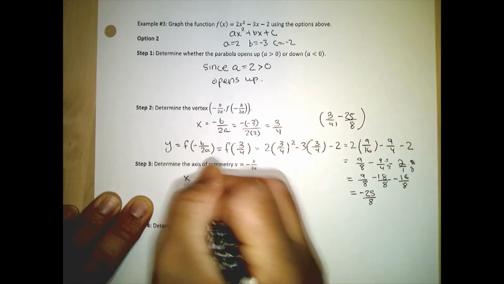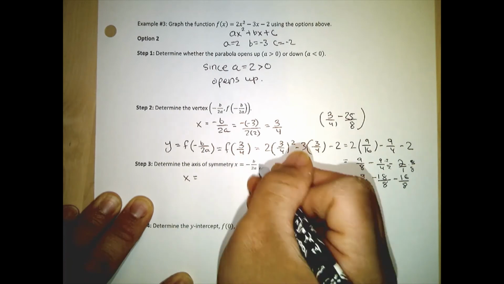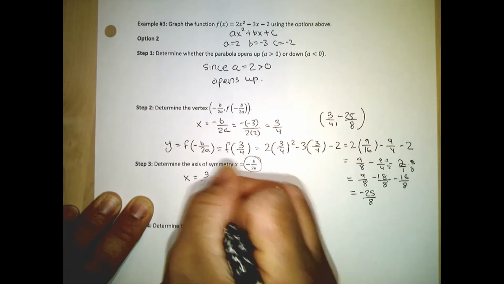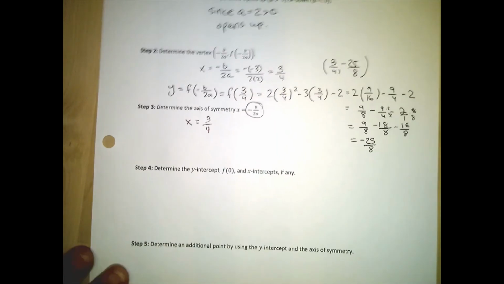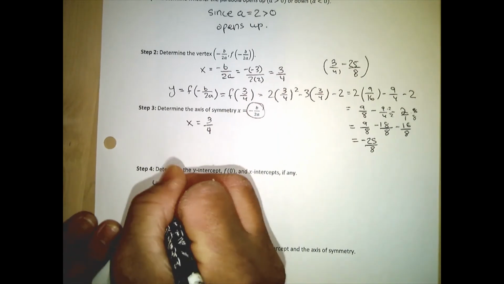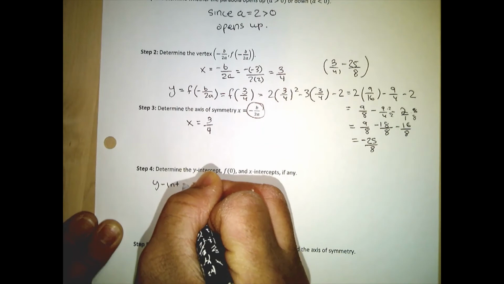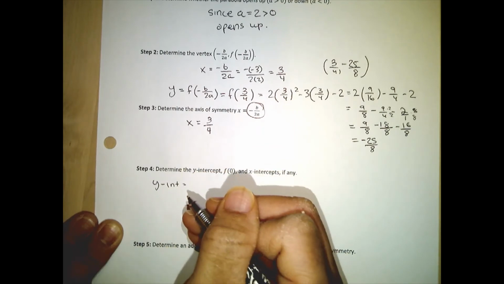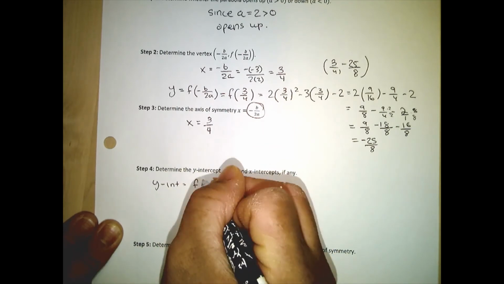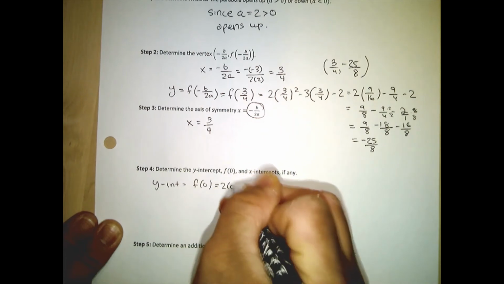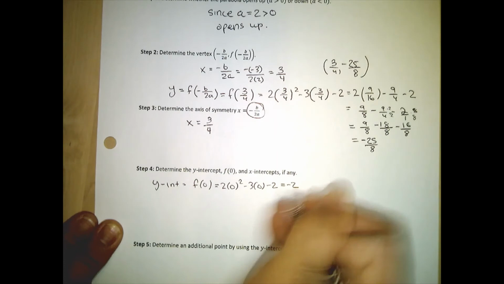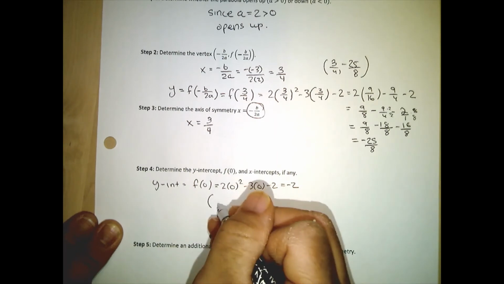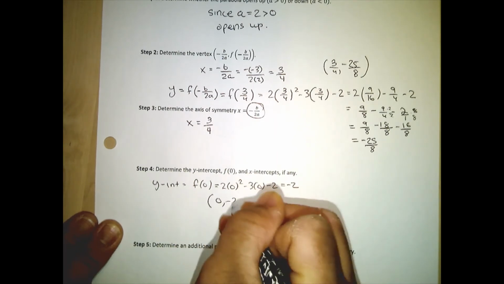The axis of symmetry is negative b over 2a, which is the x value of the vertex, 3 over 4. Determine the y-intercept. The y-intercept will be the f of 0, so that's 2 times 0 squared minus 3 times 0 minus 2, so that's negative 2. So you still get a y-intercept of 0, negative 2.